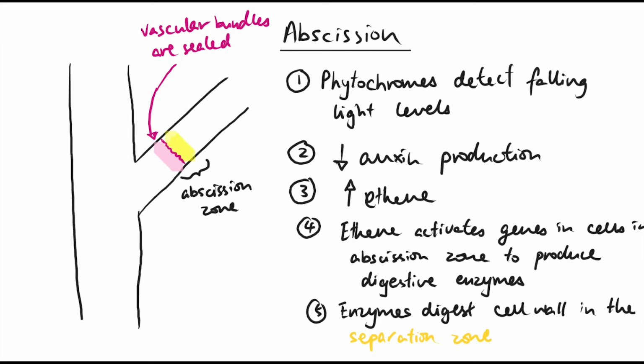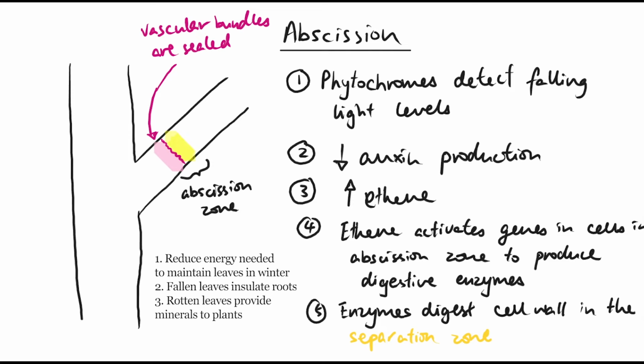on the ground. So the phytochromes detect the falling light levels, or in some sense detect the change in seasons, causing abscission to occur. The leaves fall off, meaning they don't do as much photosynthesis, because there isn't much light anyway, so you save a bit of energy to maintain the leaves.